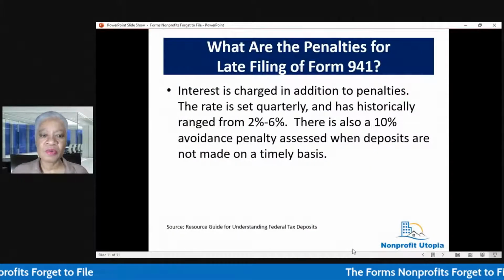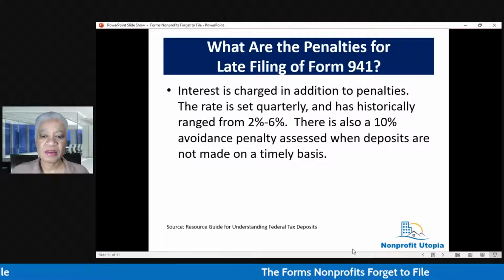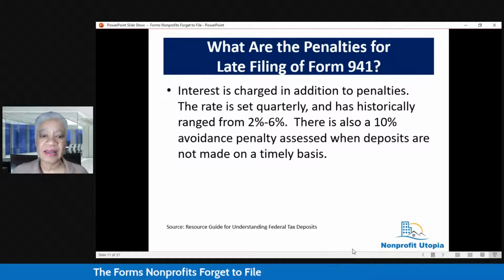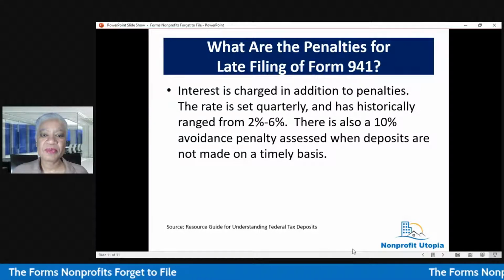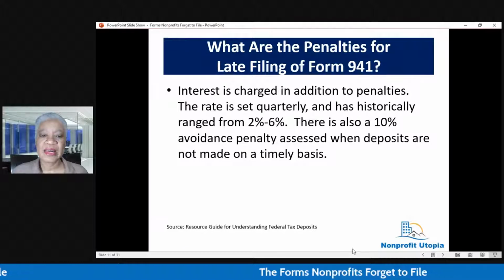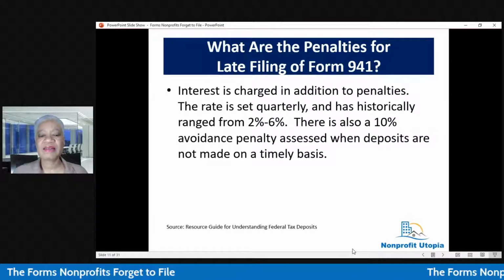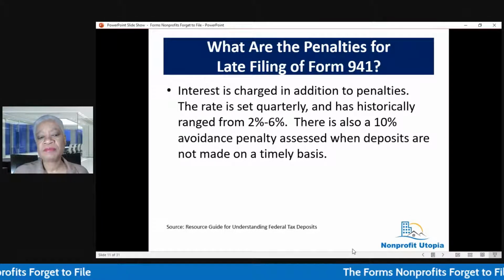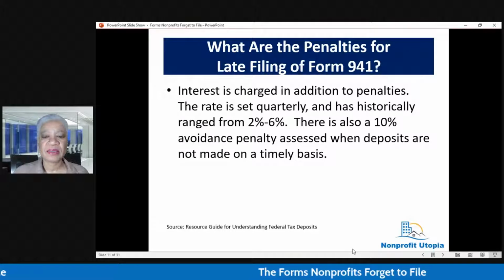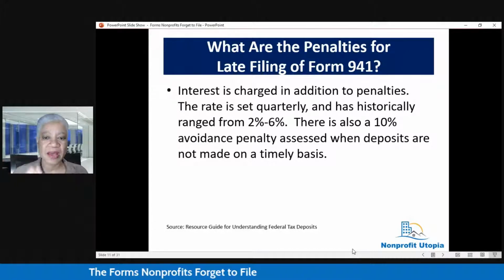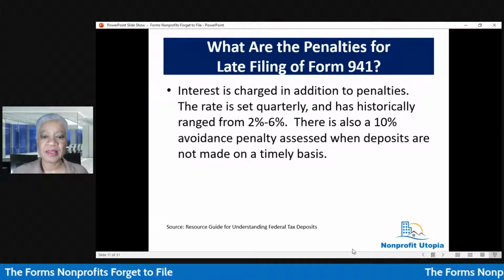All right, so again, we talked about some of the penalties for late filing, but on top of those penalties, you have to pay interest, and the rate is set quarterly, and historically it's gone anywhere from 2% to 6%. On top of that, there's a 10% avoidance penalty assessed when deposits are not made. And when we're talking about deposits, we're talking about the payment.